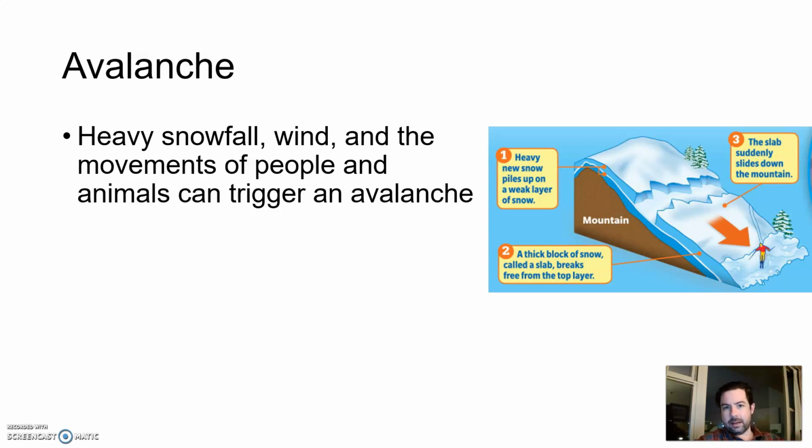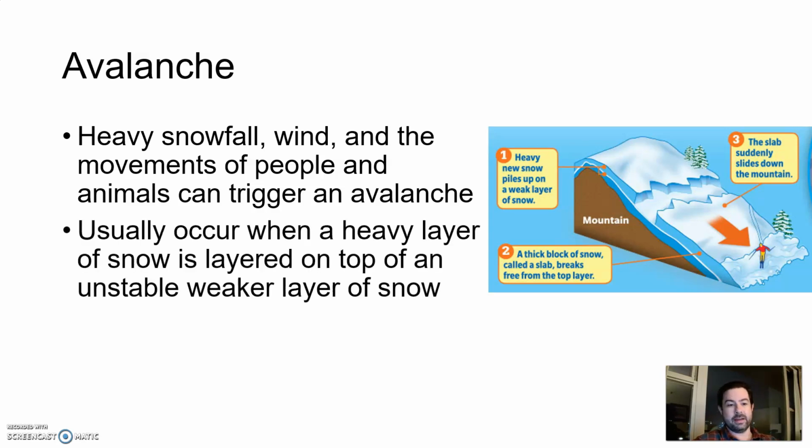And then I like to usually throw on avalanches. It is a downslope movement of material. It doesn't normally get discussed, because it's not the land itself, it's something that was added to it failing, but we'll throw it in for good measure. So heavy snowfall, wind, movements of people, animals, whatever, a lot of things can trigger an avalanche.